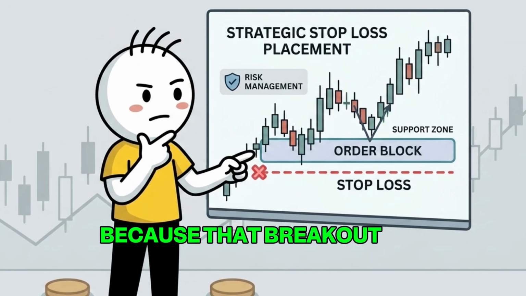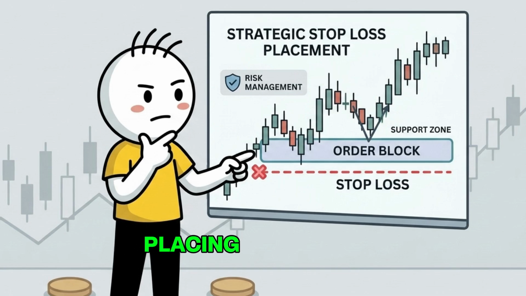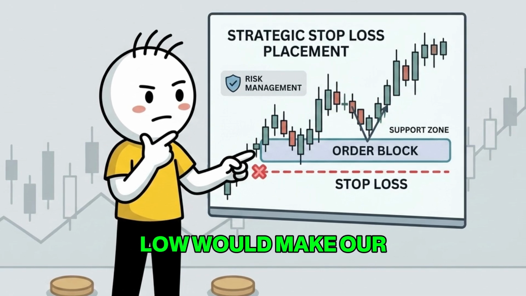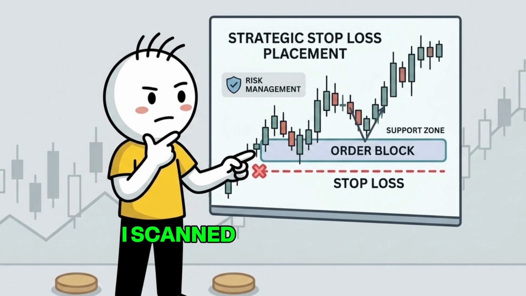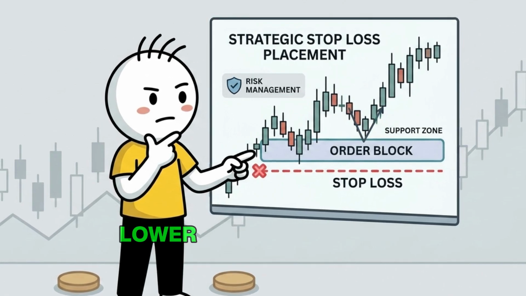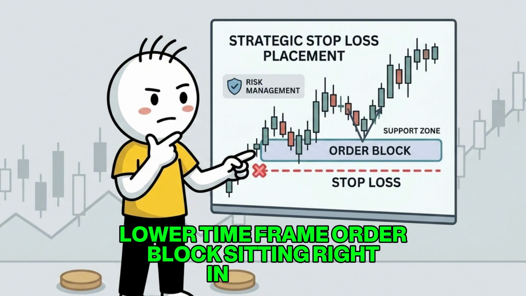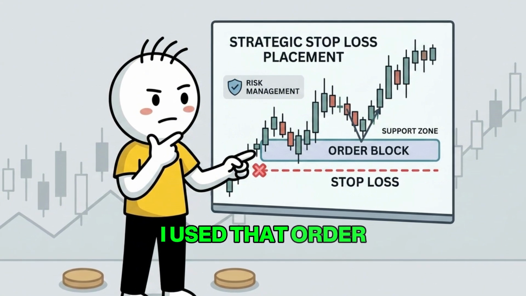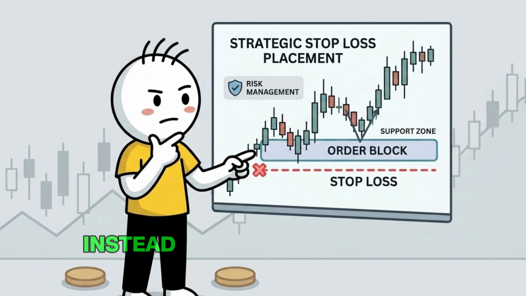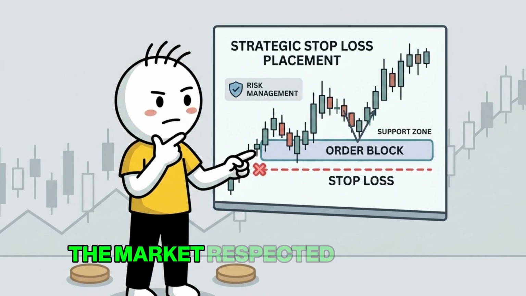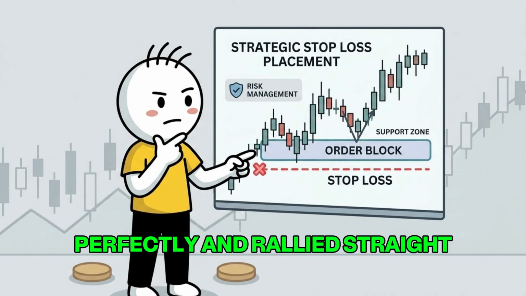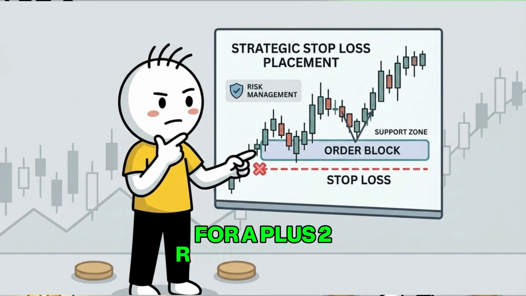However, because that breakout leg was so deep and volatile, placing our stop at the absolute low would make our risk parameters way too wide. To solve this, I scanned the immediate area and noticed a clean lower time frame order block sitting right in the leg. I used that order block to hide my stop loss instead, targeting a standard 2-to-1 reward. The market respected the block perfectly and rallied straight into our take profit for a +2R gain.